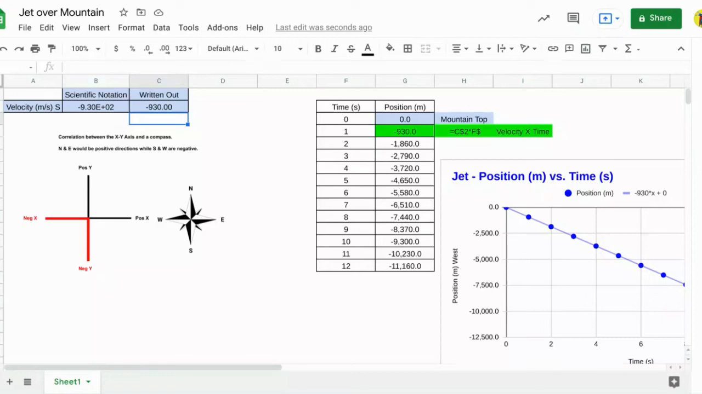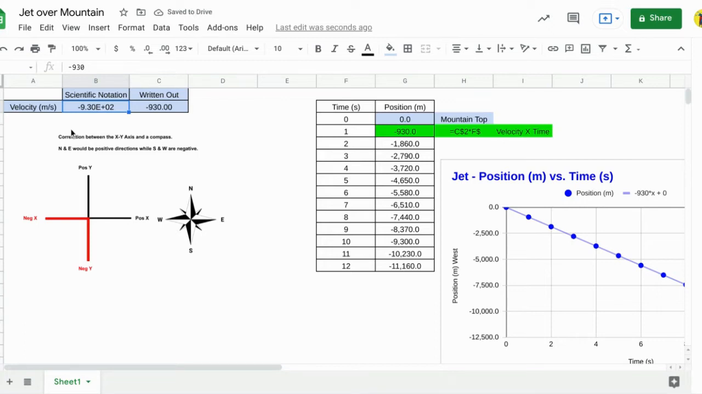Over the check your understanding questions from the slide note packet, talking about the military jet that's flying at a uniform 9.3 times 10 to the 2 meters per second south. So just to go over a few things, I'm entering that information over here in my sheet. Velocity, meters per second. In this case I put the south, but I really don't need to have that in the label part, so I'm just going to get rid of it.